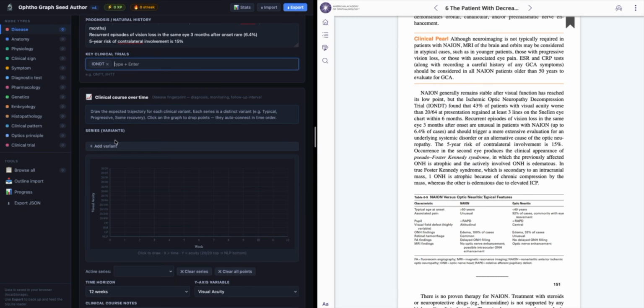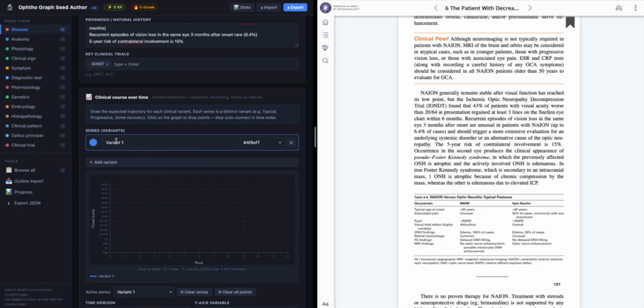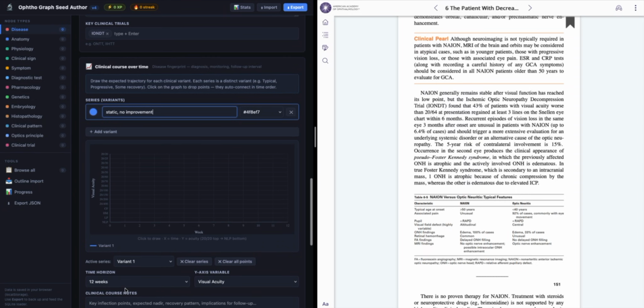So this next part is pretty cool because it's helping us describe the clinical course over time and gives us a disease fingerprint. So it helps us get some idea. We'll say this first one is our typical static, so that means initially there's no progression and there's no improvement. Over 12 weeks, or we can go to 3 months, 6 months. So we could do a 6-month period here, right?